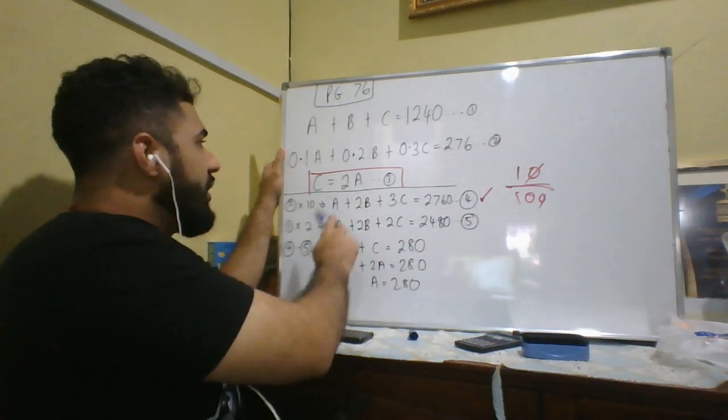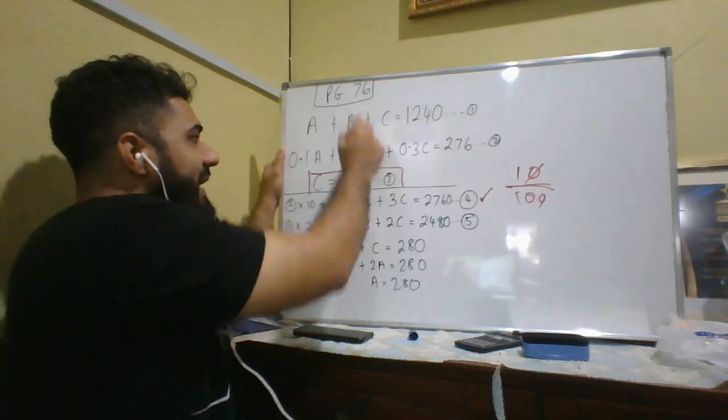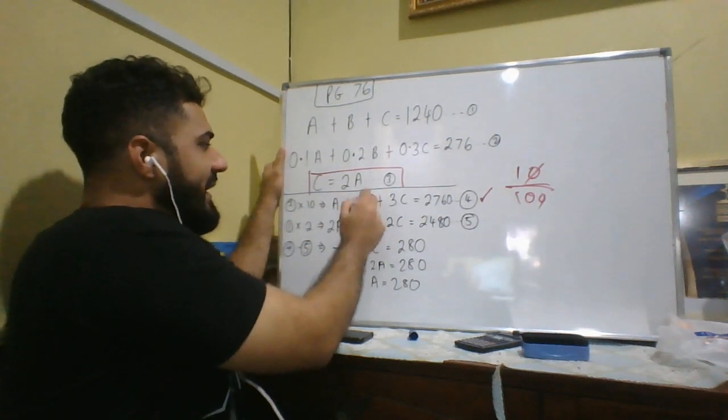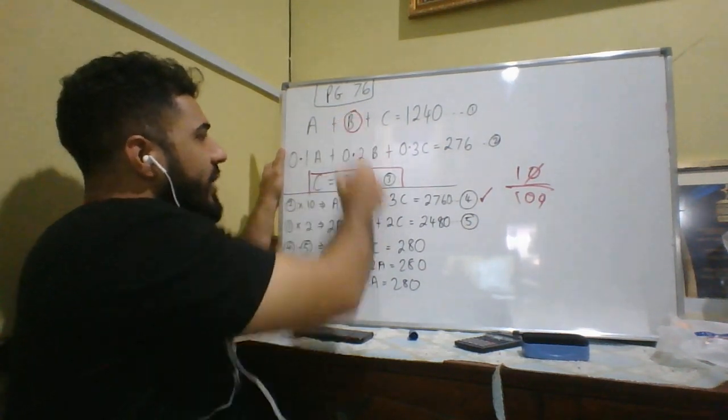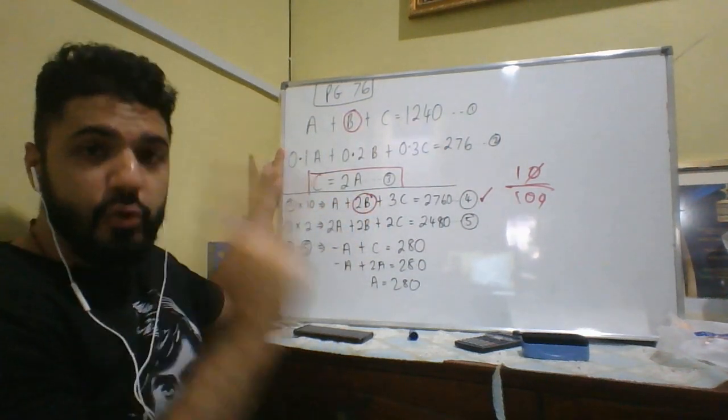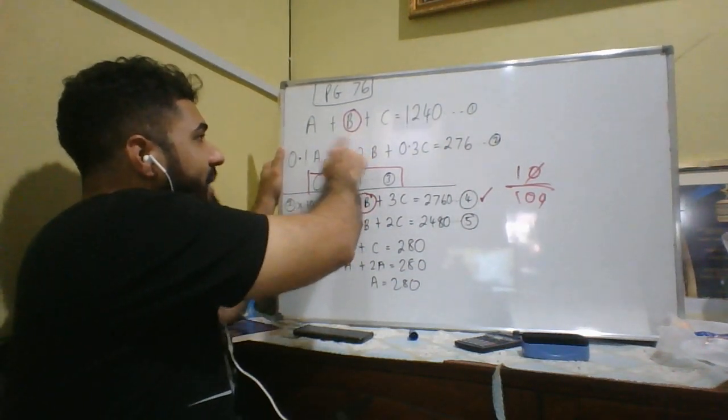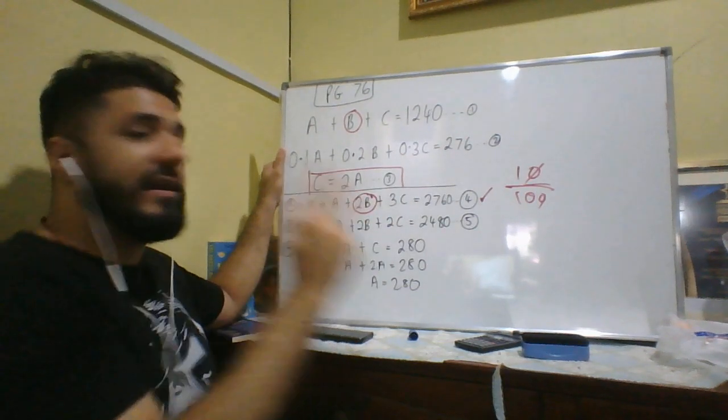Now, what you're going to do also, because you want to hapuskan B, you've already got 2B here, but up here is B. So how to hapuskan? You must change it to 2B. So how to change this to 2B? You must take everything and darab dengan 2.